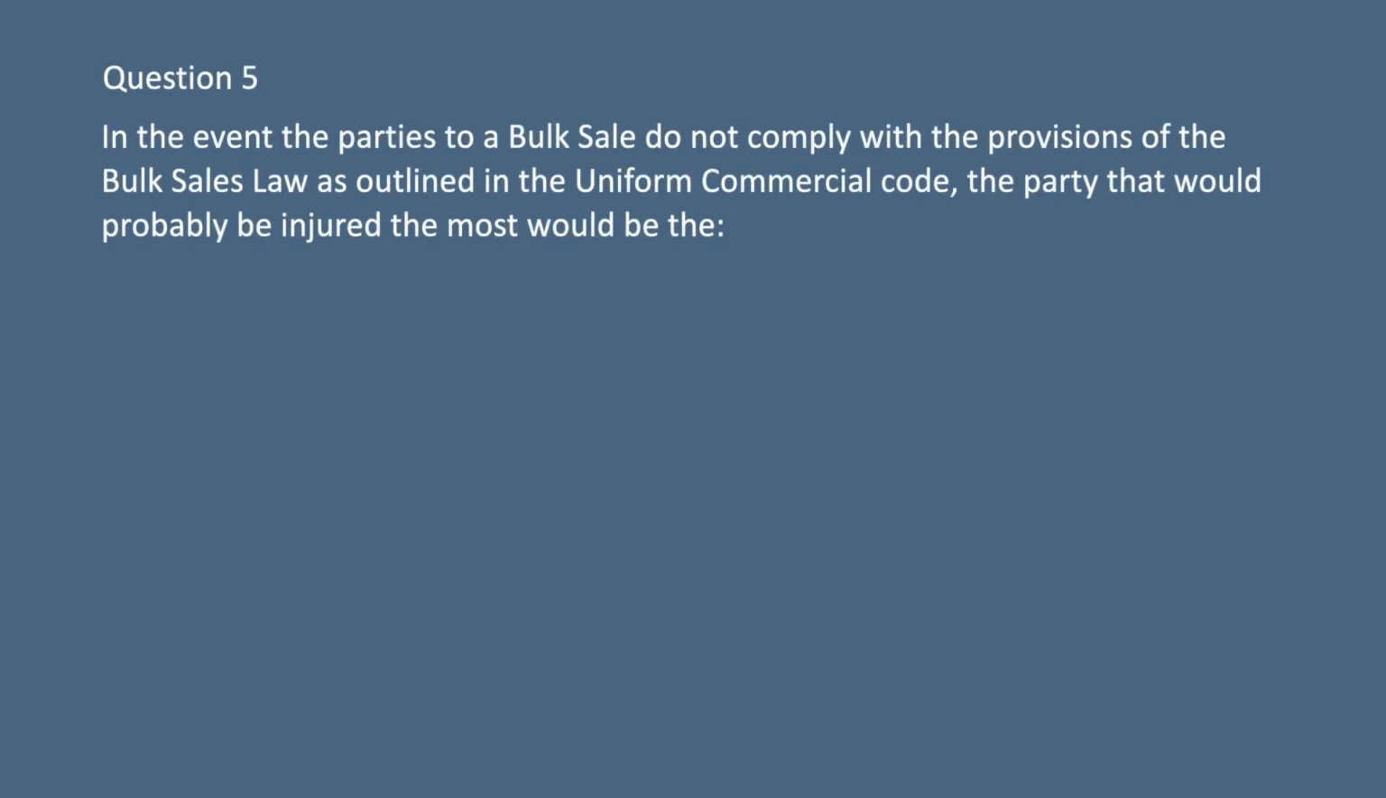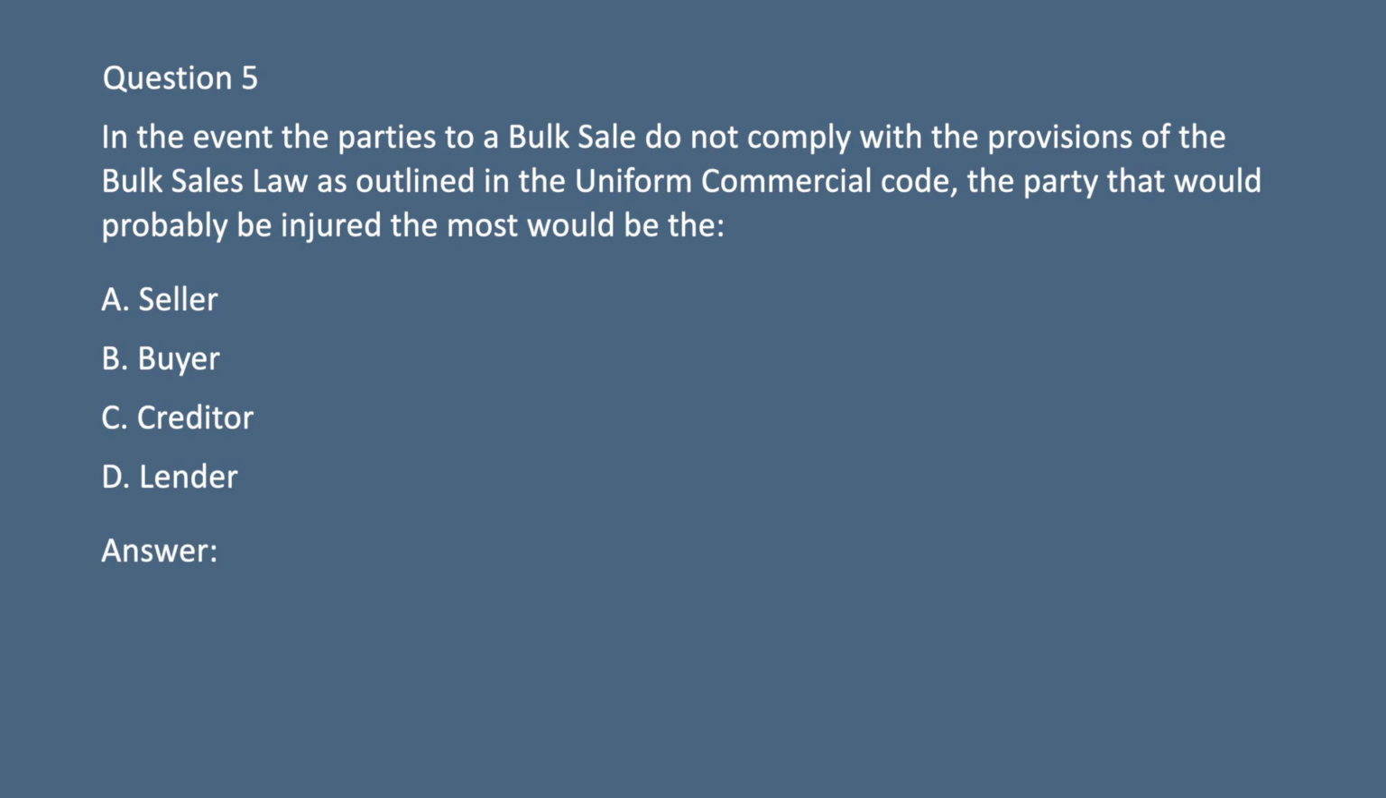Question 5. In the event the parties to a bulk sale do not comply with the provisions of the bulk sales law as outlined in the Uniform Commercial Code, the party that would probably be injured the most would be the A. Seller. B. Buyer. C. Creditor. D. Lender.